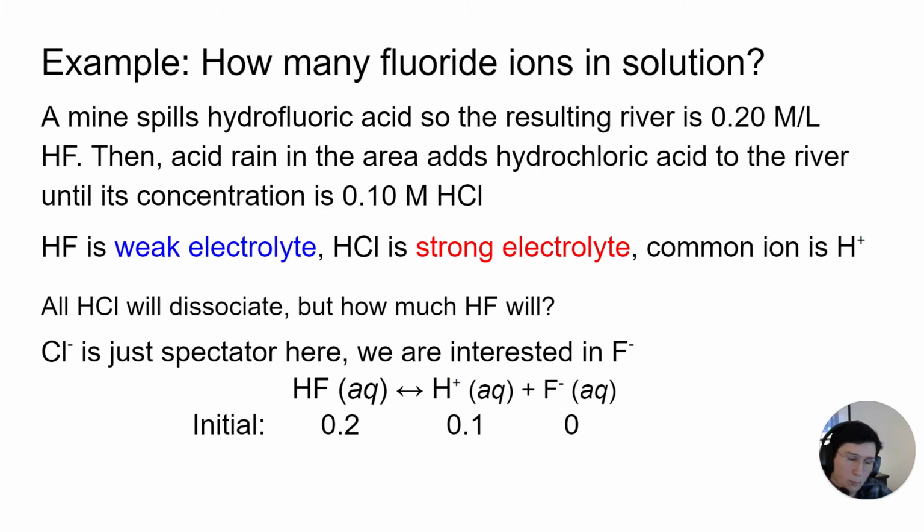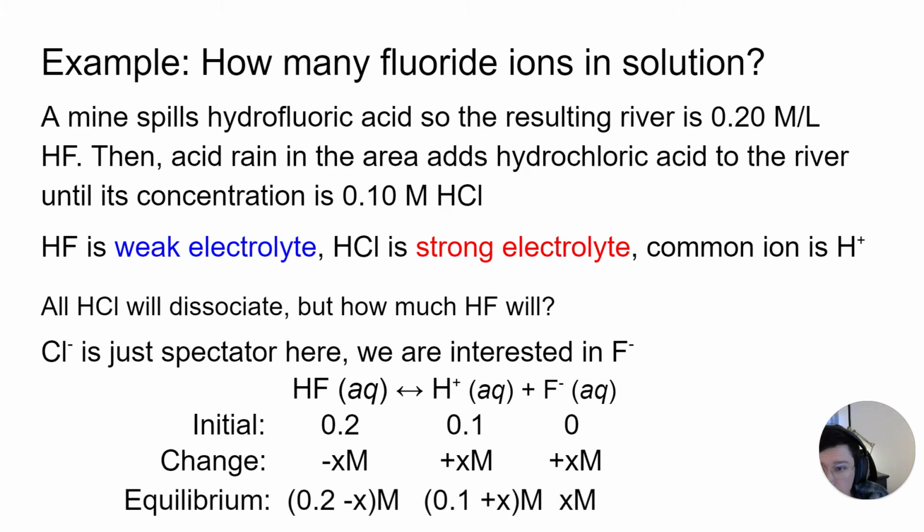And then, if you imagine the hydrochloric acid has fully dissociated, we know that for each mole of hydrochloric acid, there will be a mole of hydrogen ions and of chloride ions. And just like that, for every tenth of a mole of hydrochloric acid in the river, there's also 0.1 hydrogen ions. So that's our initial. And then the change is whatever dissociates from the hydrofluoric acid, which will yield one mole additional of hydrogen and of fluoride.